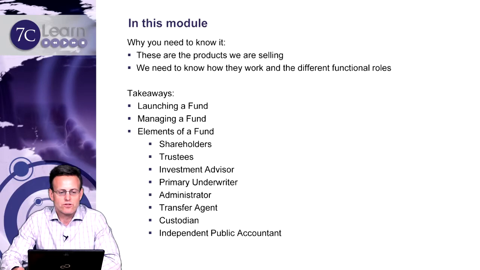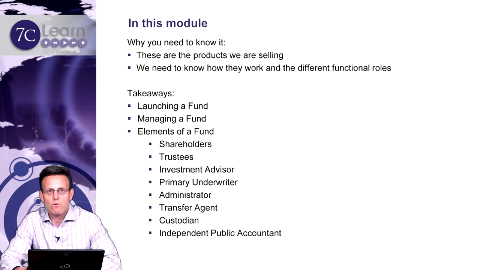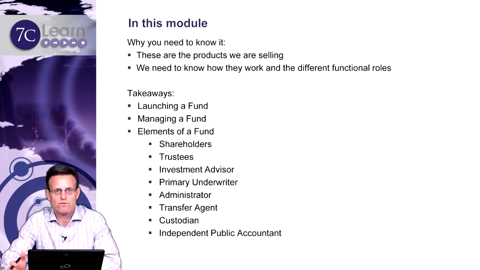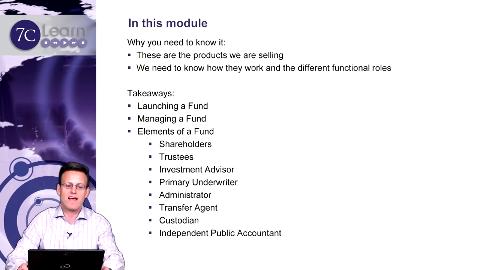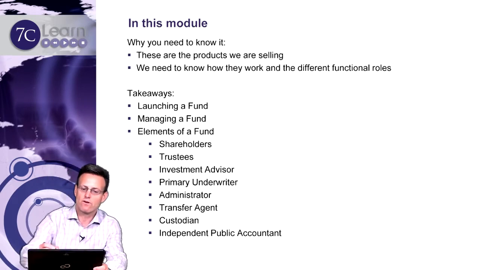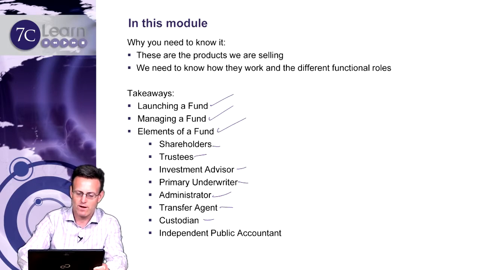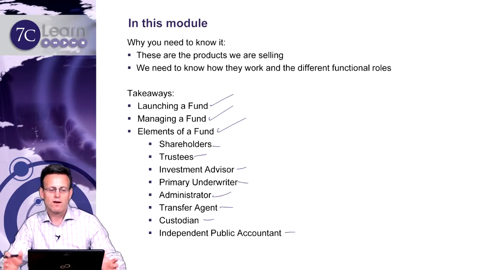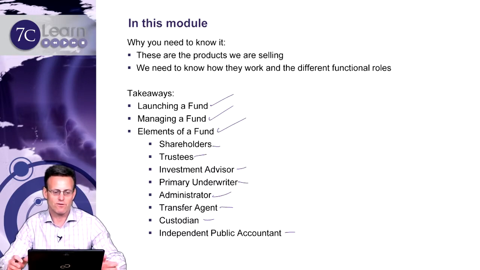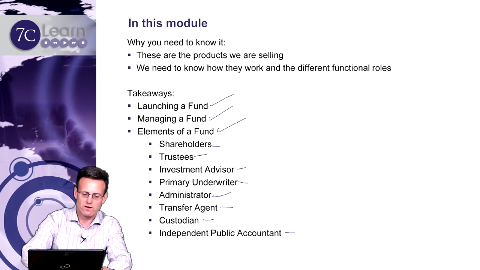Okay, so what we're going to do is, well, why do we need to know this? Well, simply because these are the products we're selling. We need to know how they work and the different roles that make a mutual fund, and the different tasks that need to be accomplished. So we're going to cover launching the fund, managing the fund, and then the various elements of the fund, including shareholders, trustees, the investment advisor, the primary underwriter, administrator, transfer agent, custodian, and we're even going to talk about accountants, which is not my favorite subject, but hey, we need accountants. Somebody's got to count the money, so we have accountants. All right, let's take a look.